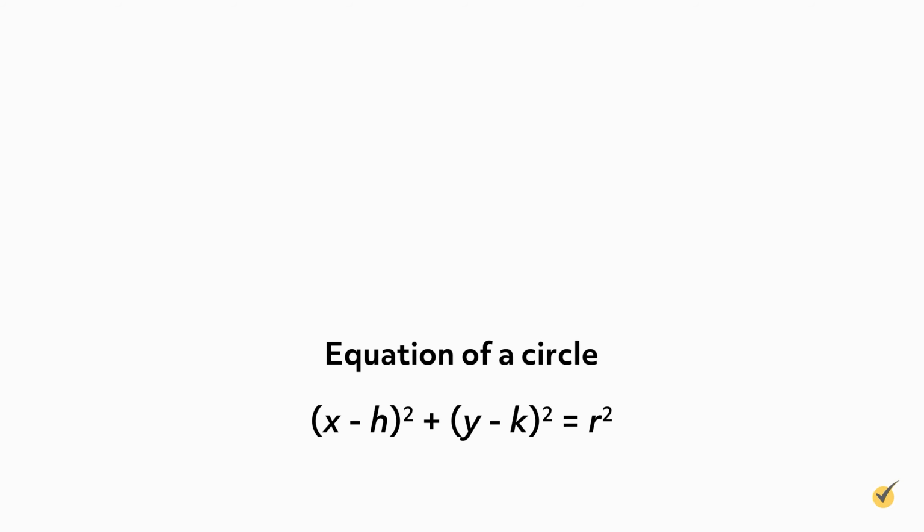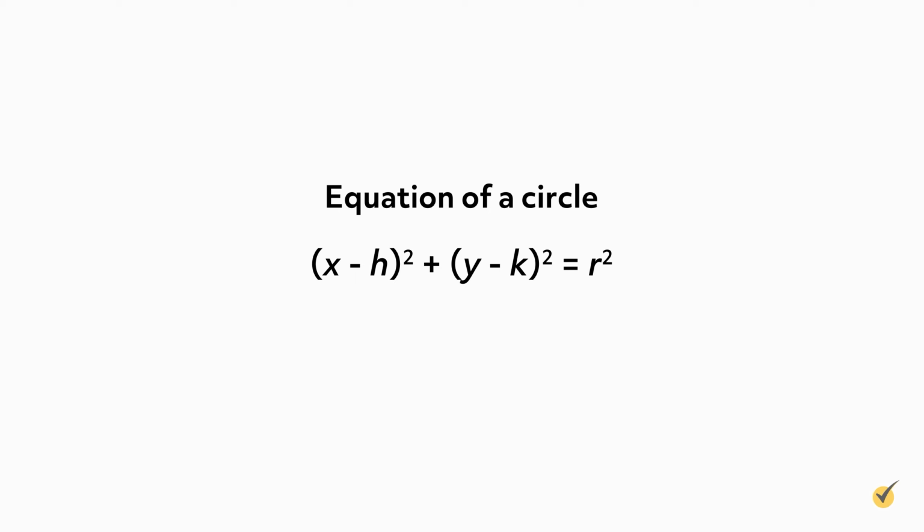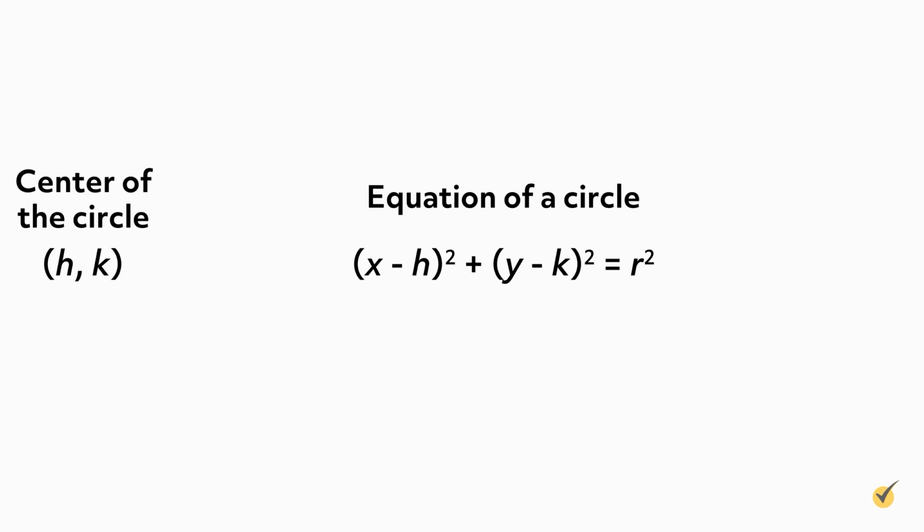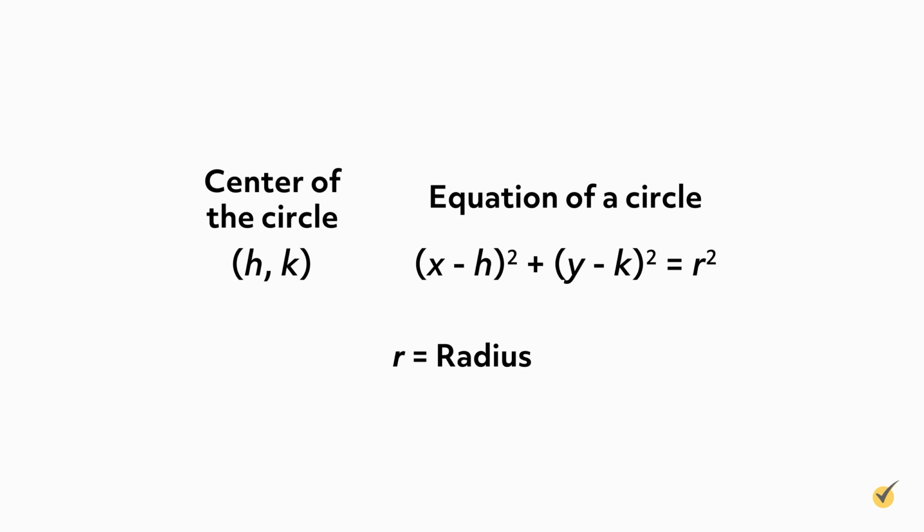Let's start by looking at the equation of a circle. X minus h squared plus y minus k squared equals r squared. Wow, that's a lot of variables. The x and the y are pretty standard, but the others might not be familiar. The h and the k together make the center of the circle at the point hk. The r is the radius of the circle.